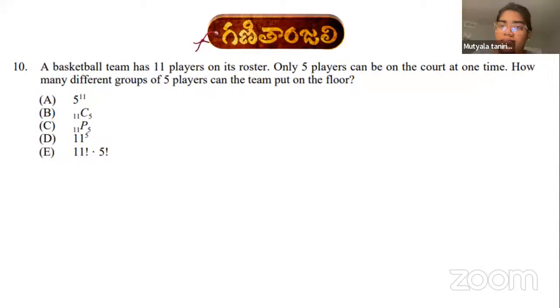Is it option B, sir? Option B. That's it. We don't know the rules, but it is very clear that 5 members are selected out of 11 players. The answer is 11C5. Option B.